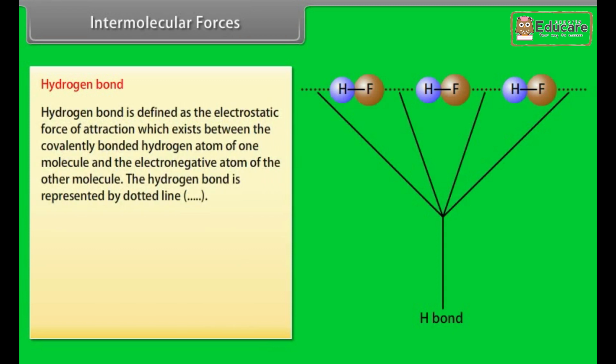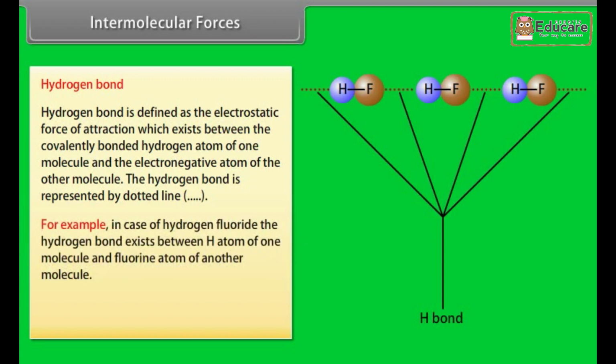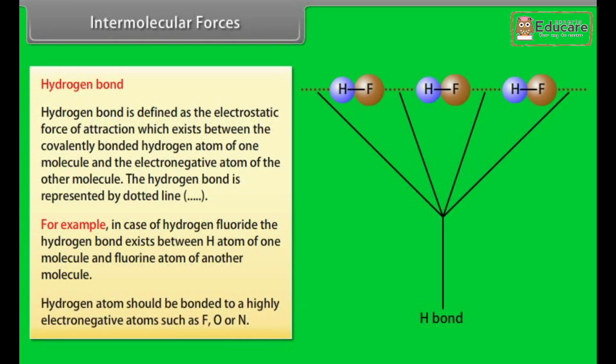Hydrogen bond. Hydrogen bond is defined as the electrostatic force of attraction which exists between the covalently bonded hydrogen atom of one molecule and the electronegative atom of the other molecule. The hydrogen bond is represented by a dotted line. For example, in hydrogen fluoride, the hydrogen bond exists between the H atom of one molecule and the fluorine atom of another molecule. Hydrogen should be bonded to a highly electronegative atom such as fluorine, oxygen or nitrogen. The larger the electronegativity of the other atom, the greater the strength of the hydrogen bond.